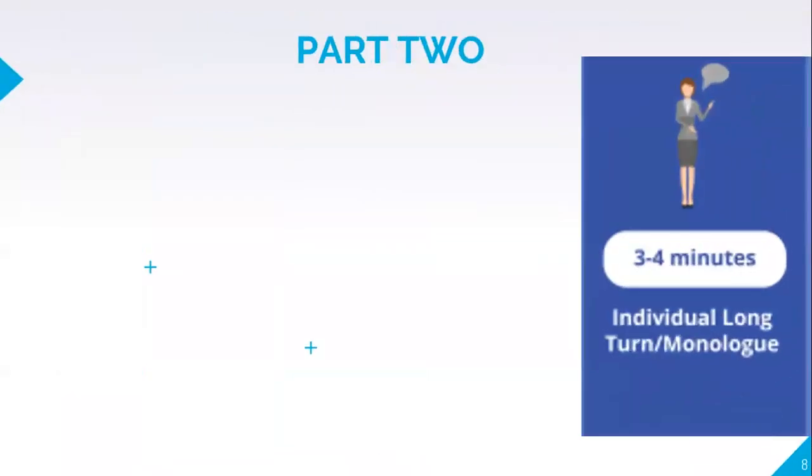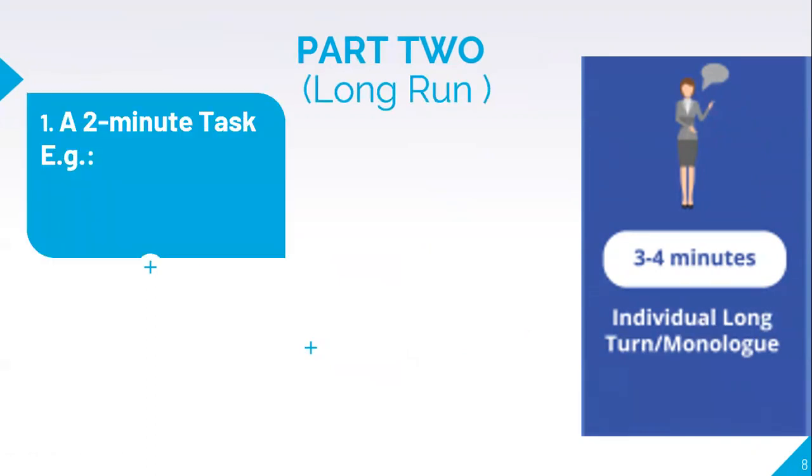So part two is also what we call the individual long turn. And once again, I want to say it's a monologue. It's a monologue because in this session, once the clock starts ticking, the examiner keeps quiet and you have to talk. Talk about what? You have to talk about this. So this is the long run. And in the long run, you are given 2 minutes to talk because you'll be given a 2-minute task. I repeat, you will be given a 2-minute task. And your task is going to be to talk about something on a particular topic for 2 minutes. That's why it's a 2-minute task, okay?